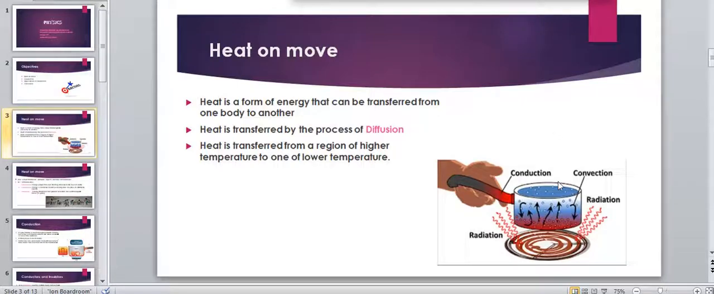As you can see here in this diagram as well, this saucepan gets heated when it is placed on this red hot coil. As soon as this pan gets heated, the water inside it starts boiling. So this all happens due to the transmission of heat energy from one body, that is the red hot coil, to another body, that is this saucepan.